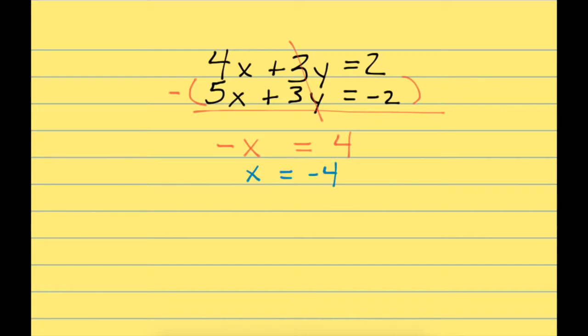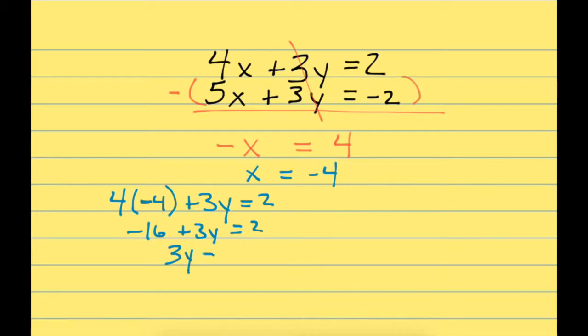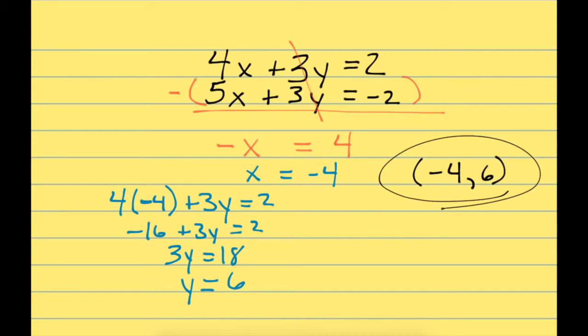And I find y the same way I found it in every other equation. I plug it into one of my equations for x. So negative 16 plus 3y equals 2. Adding 16 to both sides gives me 3y equals 18. Dividing by 3 tells me that y equals 6. So my solution is negative 4, 6. And again, I could check that by plugging it into both equations and making sure it works.